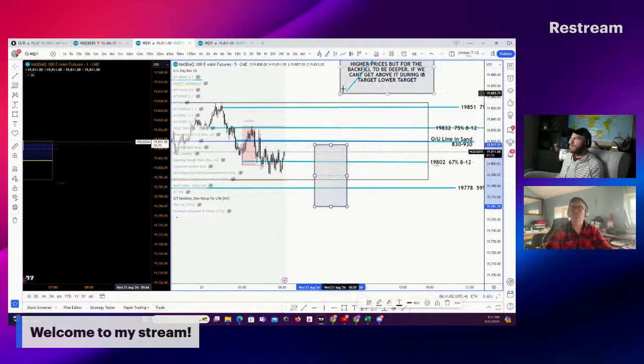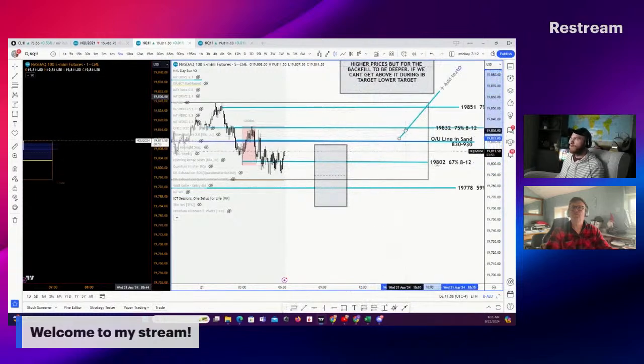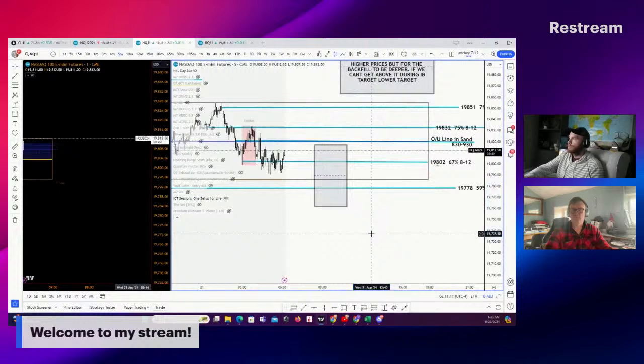And at the end of the day, the probability of New York session is a long, regardless of any of these scenarios. But remember, we're trying to synchronize the low of the day and where that's going to form, right?